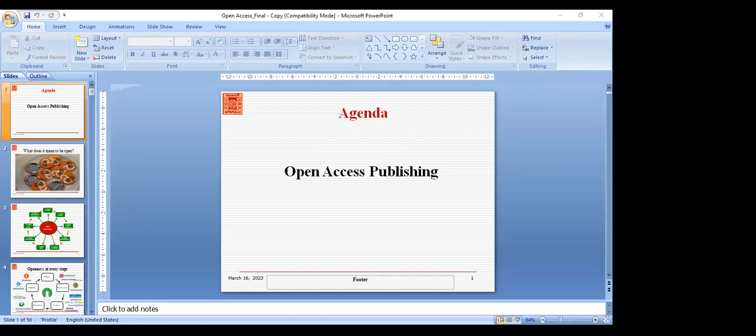So look at the picture here. What does it indicate? You will find some containers. Most of them are open, but a few are closed. So it indicates that we are moving to an open access society from the closed access position, which is what we expect and want. So this is the truth.